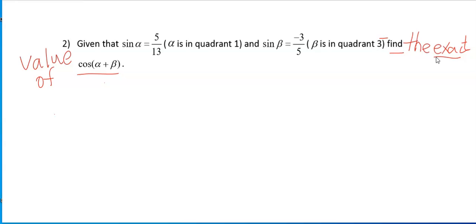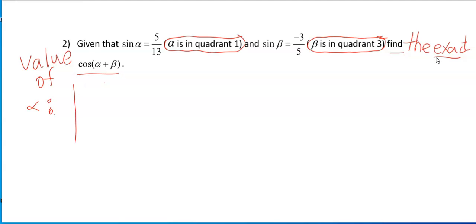Notice that alpha is in quadrant number 1. We're going to make a little diagram here of a quadrant 1 angle, and angle beta is in quadrant number 3. And we're going to make another diagram of a quadrant 3 angle. So let's start by looking at alpha right here. I'll just put alpha down.